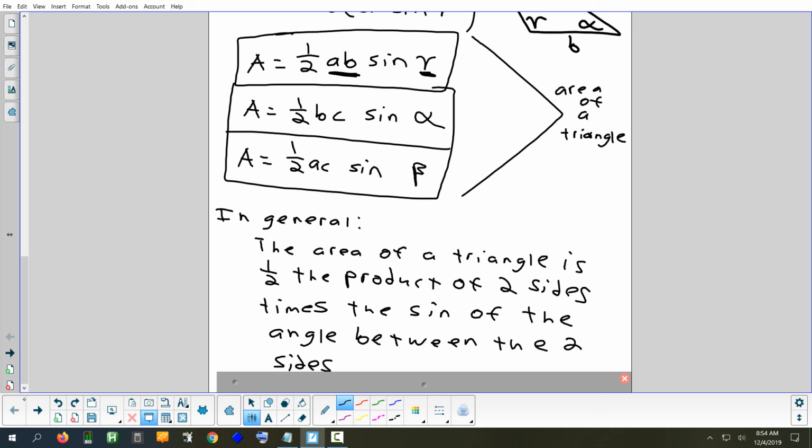So what's kind of nice about everything we do today is it's all calculations. It's all use a calculator, you type it in, you get a number for an answer. It's very, very concrete. The rest of the week is not. It's more abstract. But any questions on that idea? 1/2 the product of the two sides times the sine of the angle between.